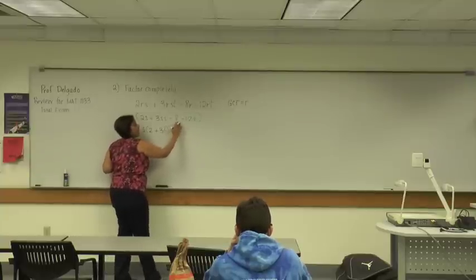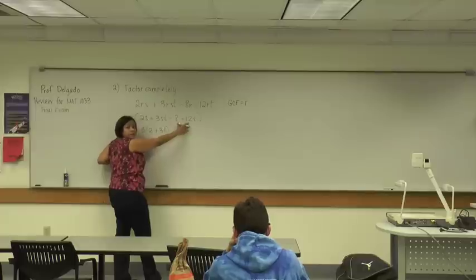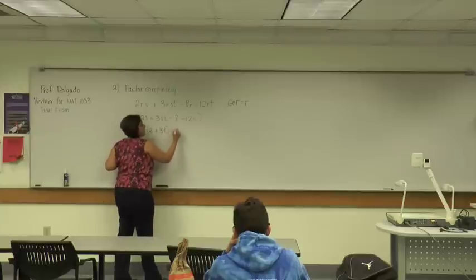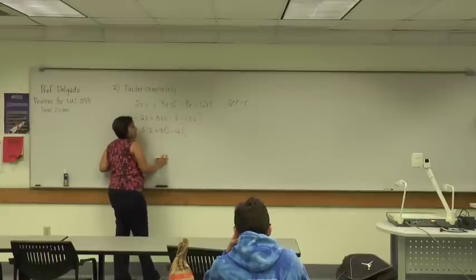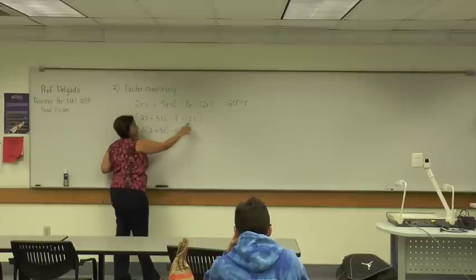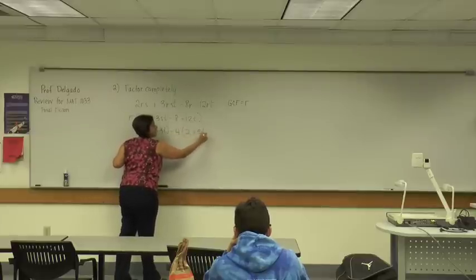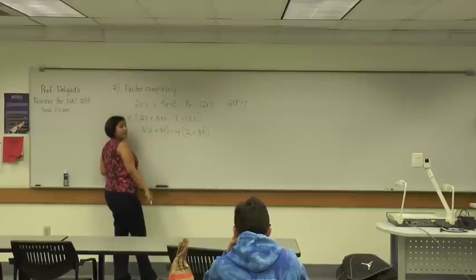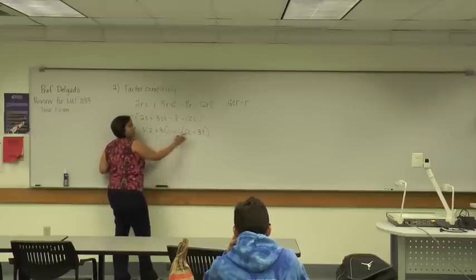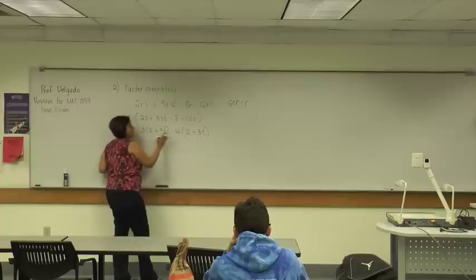And the greatest common factor for this second group? 4? How about a negative 4? Okay, so that we can take care of that negative sign. So if we factor out a negative 4, that leaves us with a 2, and that leaves us with a positive 3T. And now we have 2 terms, and the greatest common factor is that 2 plus 3T.